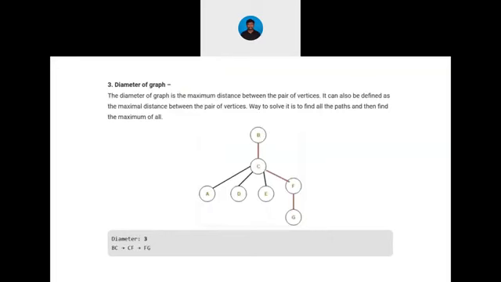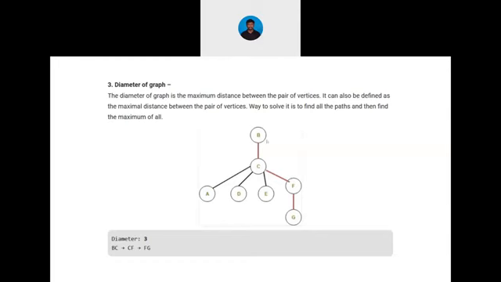And the third one is the diameter. Maybe we have not seen the diameter of a graph. The diameter of a graph is the maximum distance between a pair of vertices. It can also be defined as the maximal distance between a pair of vertices. To find the diameter of a particular graph, from a node we find all the paths, and then find the maximum of them by comparing the paths.